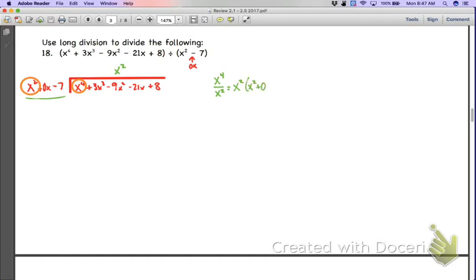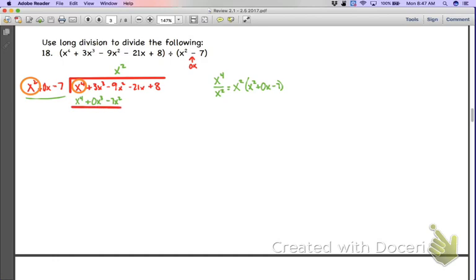I'm going to go ahead and put the 0x and then the minus 7, so that way I don't forget anything. So then x squared times x squared is x to the fourth, so I'm just going to put all of that underneath, plus 0x to the third minus 7x squared.